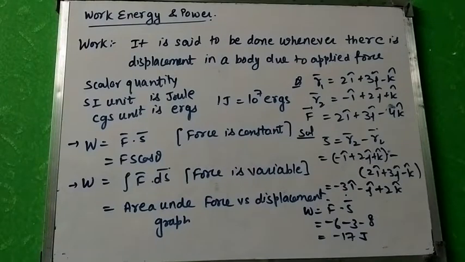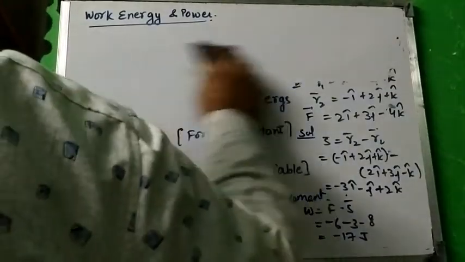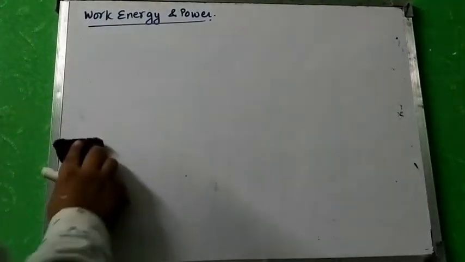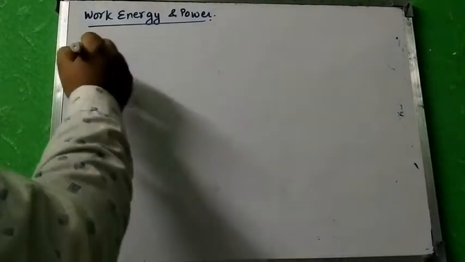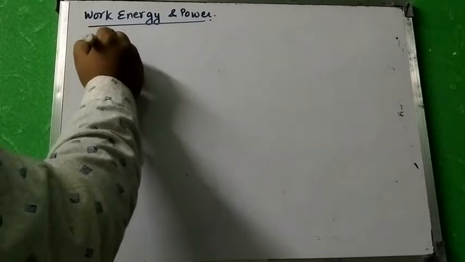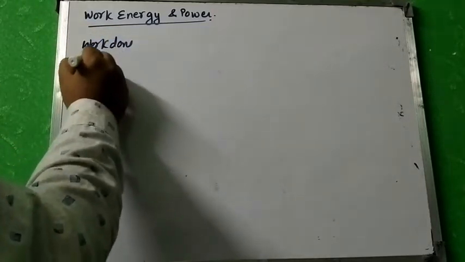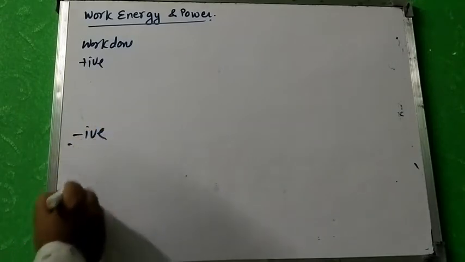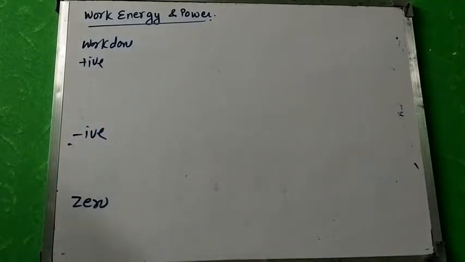Okay, so work done can be negative also. In this question you can see that work done is negative. Work done can be positive, negative as well as zero depending on the situation.